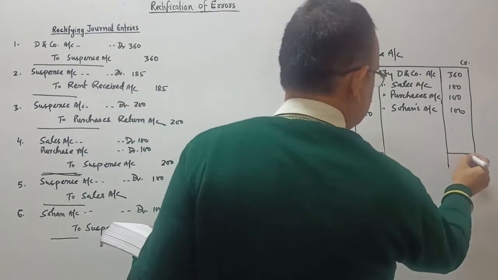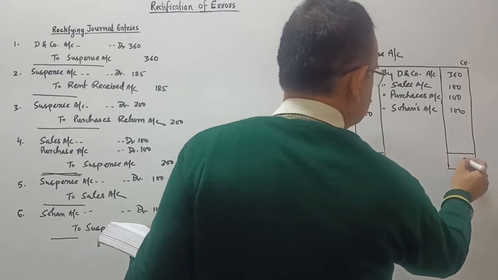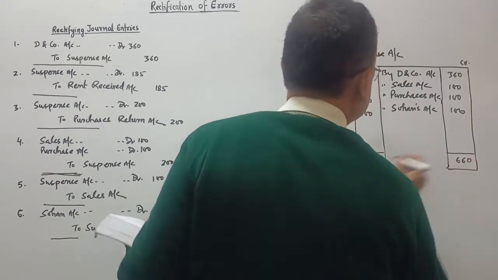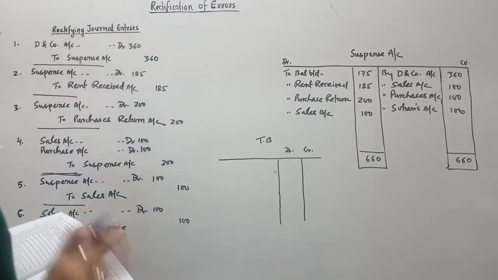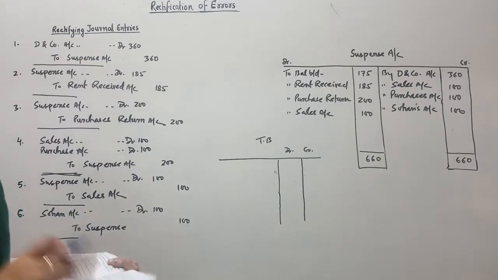660. This side is 660. So the suspense account is matched, both sides are tallied.